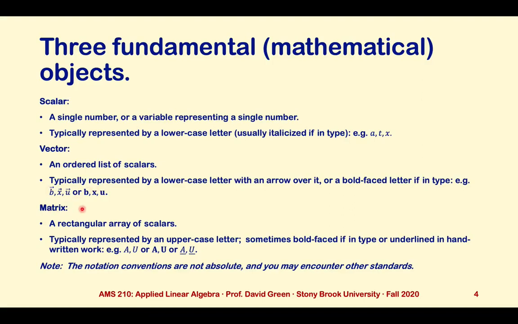And the third type is a matrix, which is a rectangular array of scalars. These are usually represented as uppercase letters, sometimes boldfaced in type, or sometimes simply italicized, sometimes underlined. That's more common in the context of handwritten work, where we might want to emphasize that this is a matrix.